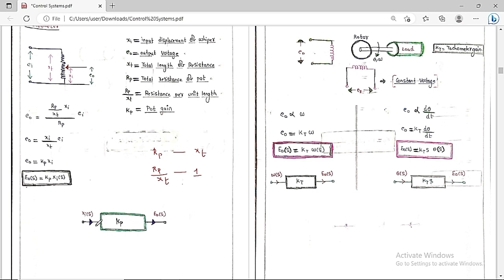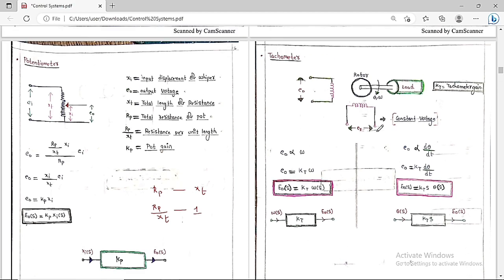And Xi of S is nothing but the input displacement of the wiper. So this is the concept regarding the potentiometer. Therefore, E naught of S by Xi of S is equal to Kp. So this is all about the potentiometer. Let's go for the tachometer.